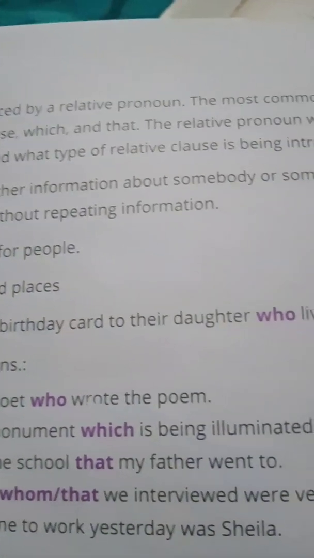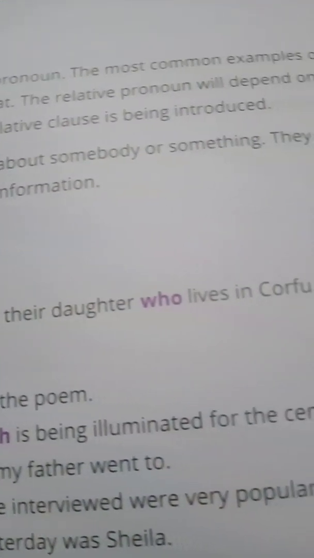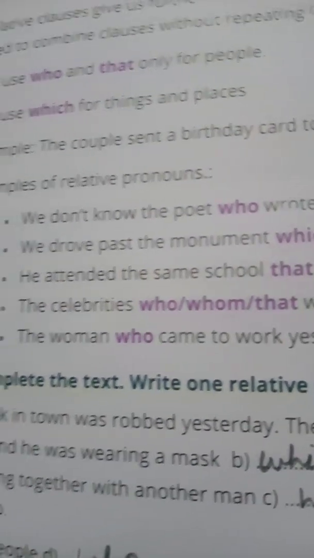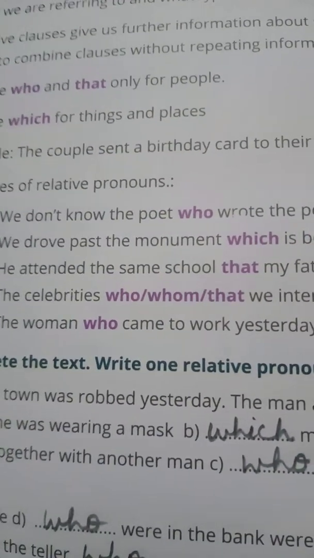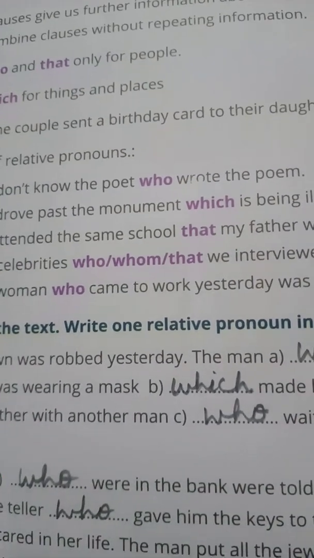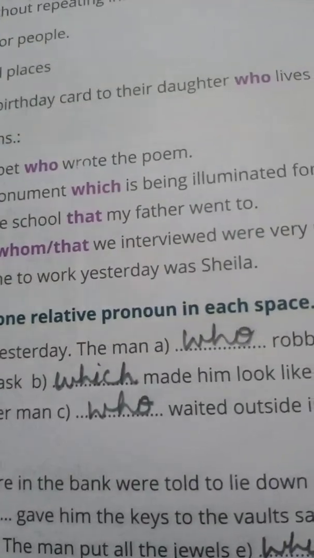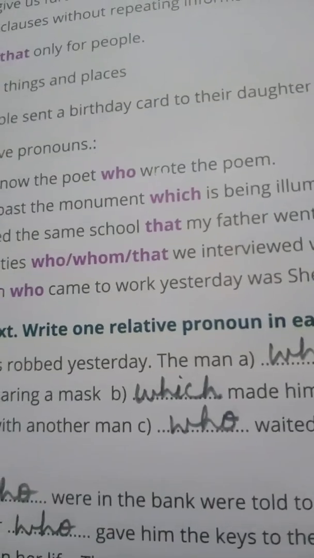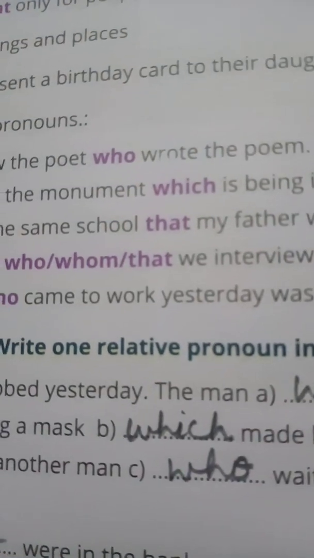And the relative pronoun will always depend upon what we are referring to and what type of relative clause is being introduced. So let's see the examples. We don't know the poet who wrote the poem. So here the relative pronoun used is who, as we don't know the poet. Which poet we are talking about? One who wrote the poem. Second example, we drove past the monument which is being illuminated for the cemetery. So here I'm talking about the monument. Now monument is not a living being, it is a non-living object or a non-living thing. For that I'm using the relative pronoun which.